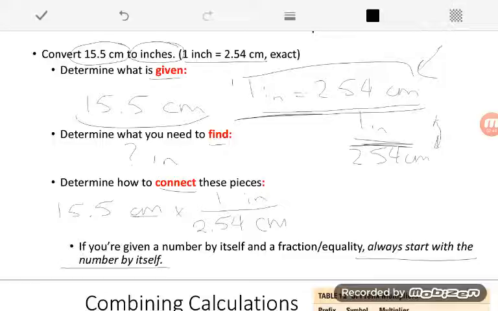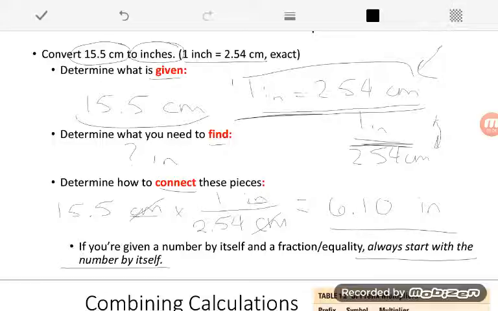I actually like to just go ahead and plug my units in first, and then go back and worry about my numbers. So when I do this, the centimeters will cancel, and I'll end up just with my inches. And now I can plug this into my calculator, and I get 6.10. So 15.5 centimeters is 6.10 inches.